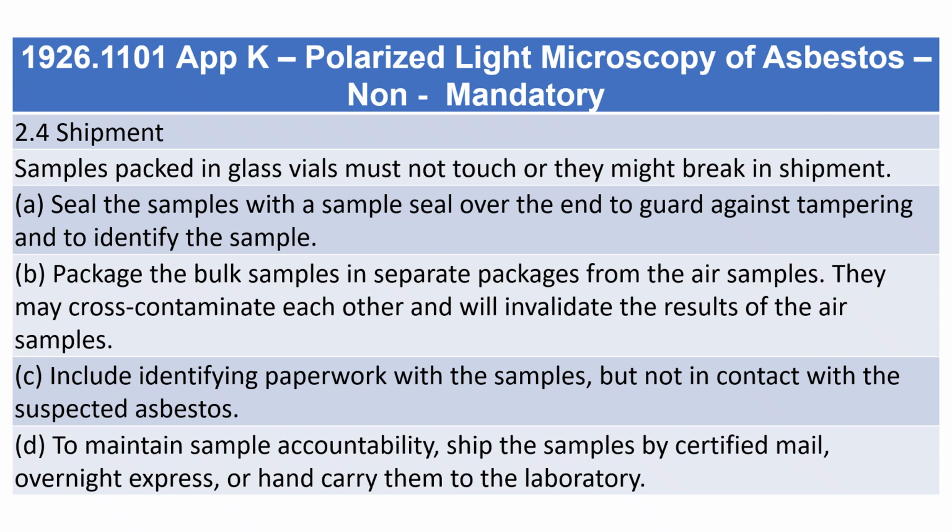2.4. Shipment. Samples packed in glass vials must not touch or they might break in shipment. A. Seal the samples with a sample seal over the end to guard against tampering and to identify the sample. B. Package the bulk samples in separate packages from the air samples. They may cross-contaminate each other and will invalidate the results of the air samples. C. Include identifying paperwork with the samples, but not in contact with the suspected asbestos. D. To maintain sample accountability, ship the samples by certified mail, overnight express, or hand carry them to the laboratory.